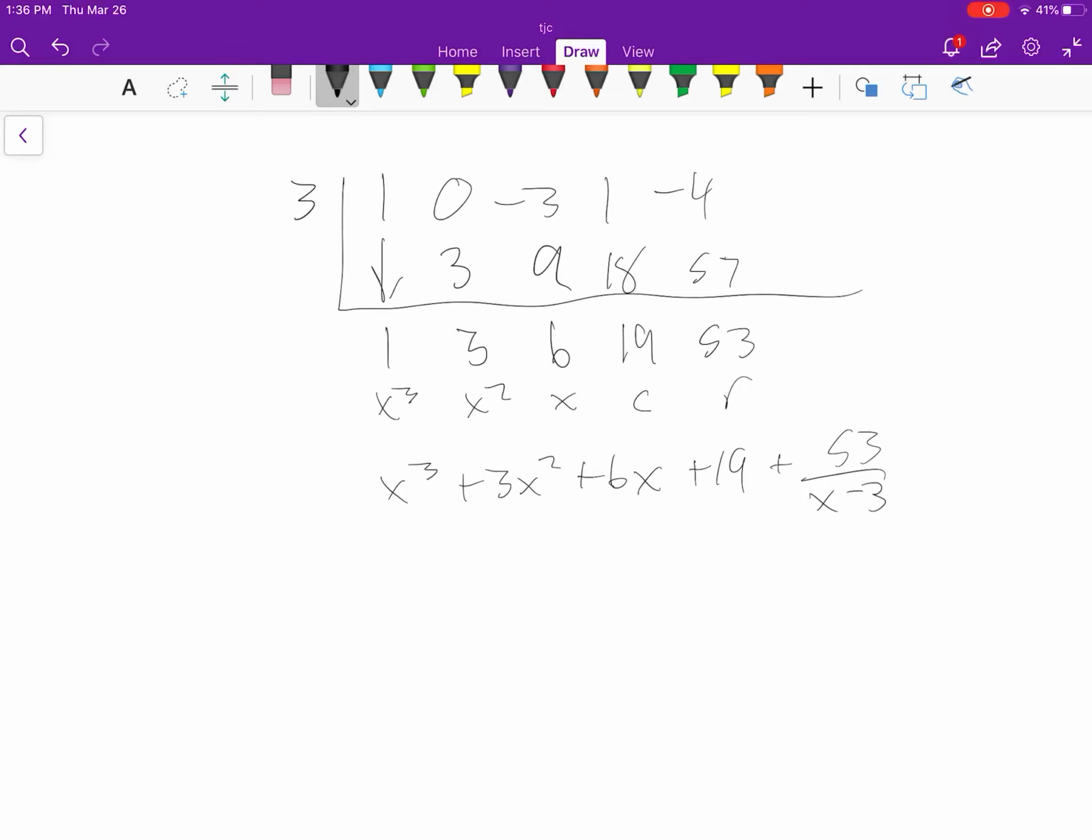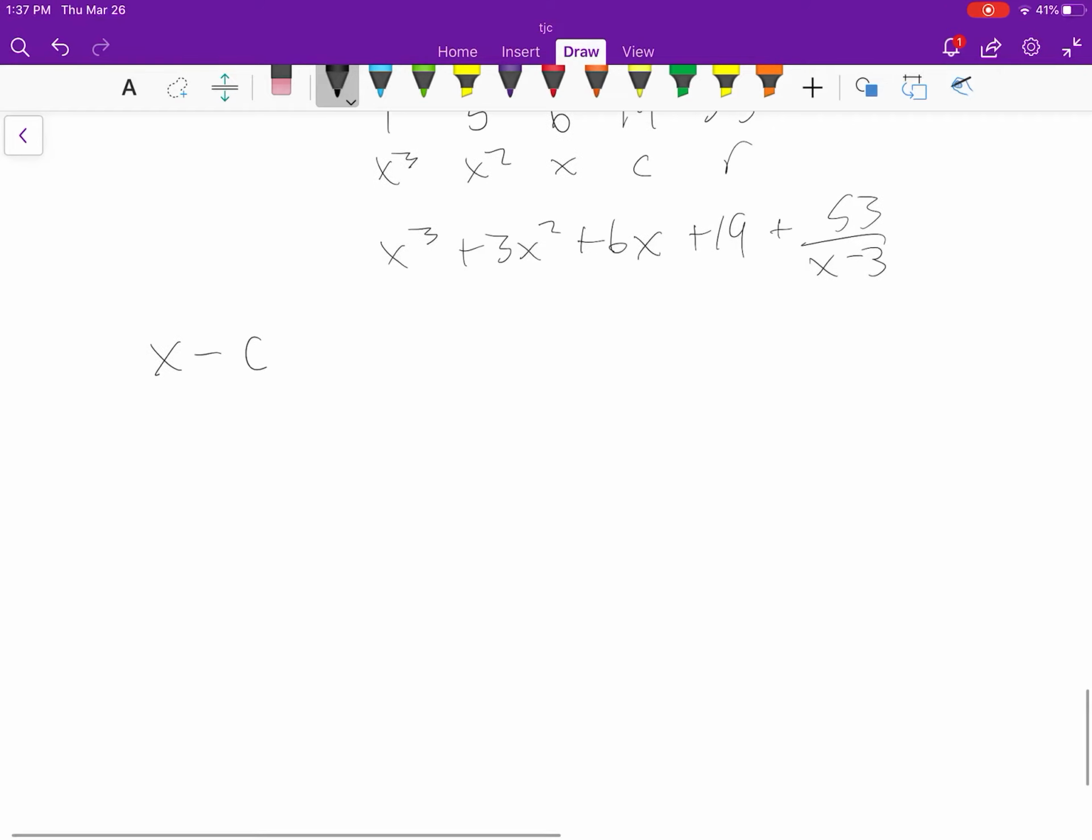Let's say all we're really interested in is the remainder. They have a question like, what is the remainder when you divide this polynomial by this binomial? So this is, again, the remainder theorem. It works when we're dividing by a binomial like x minus 3, where the coefficient in front of the x is a 1.